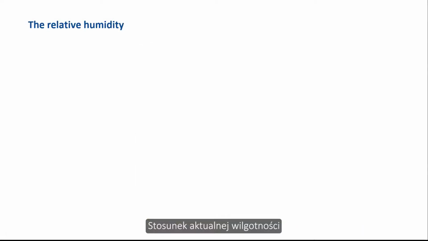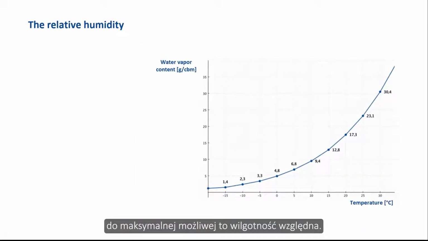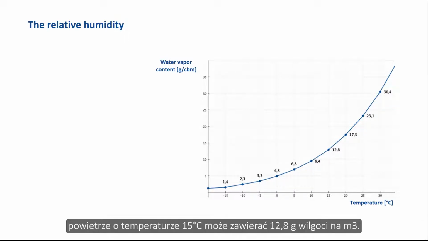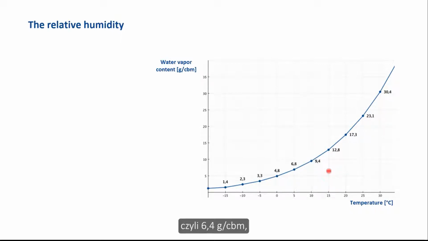The ratio of the actual moisture present to the maximum possible is the relative humidity. For example, air at 15 centigrades can contain 12.8 grams of moisture per cubic meter. If half the water is actually present, so for example 6.4 grams per cubic meter, the relative humidity is 50%.